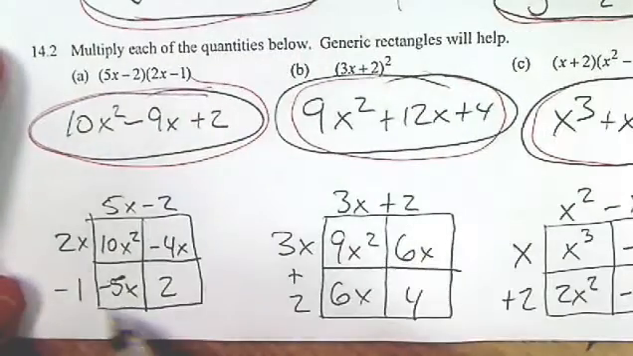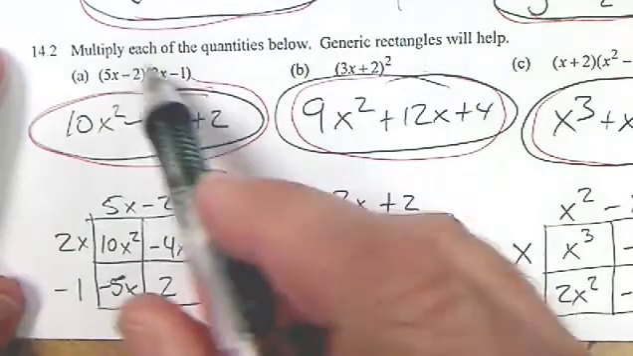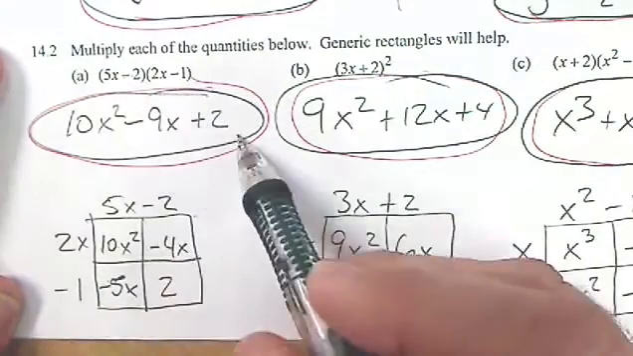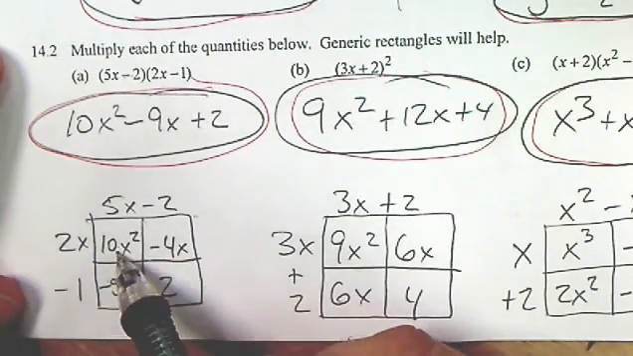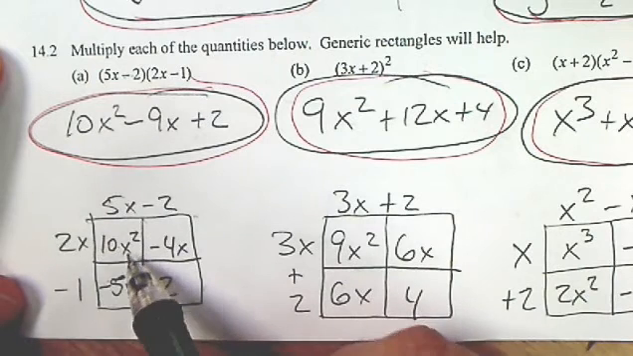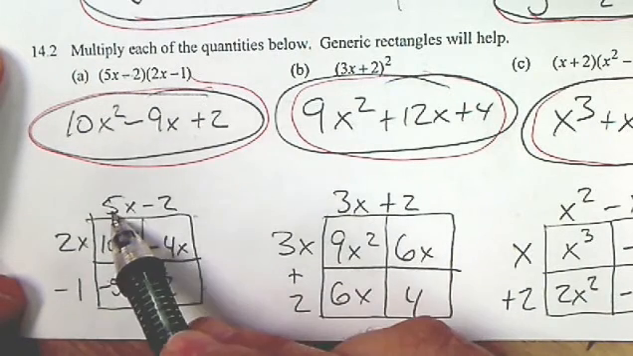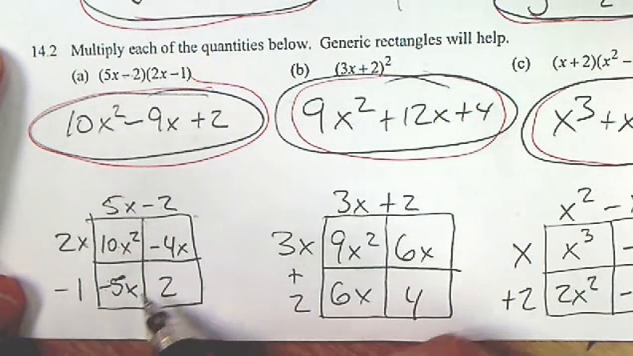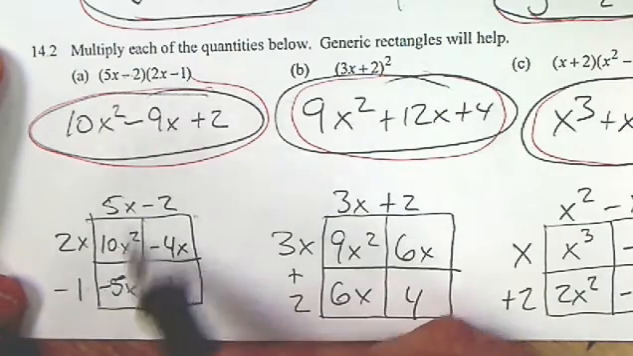I make a little generic rectangle. Base times height is this. And then when you find each little area, you add it together, and you'd have the sums there. So 5 and 2 is 10. X times x is x squared. 2x times -2 is -4x. 5x times -1 is -5x. And negative times a negative is a positive. Combine the like terms. That's how I got the 9.